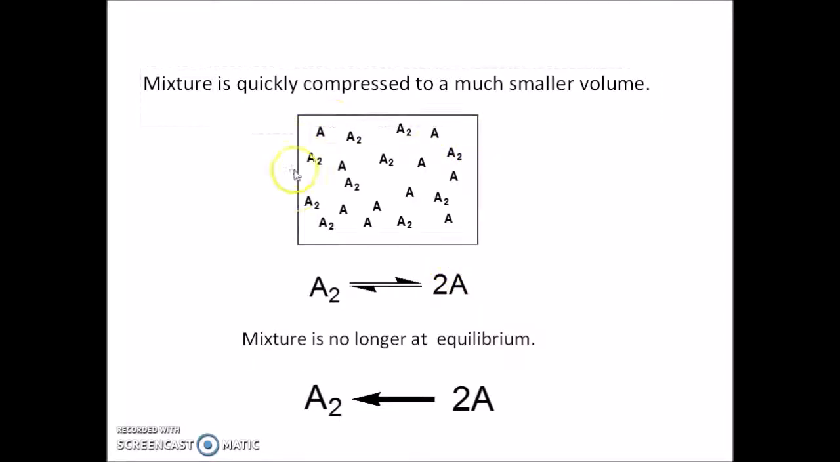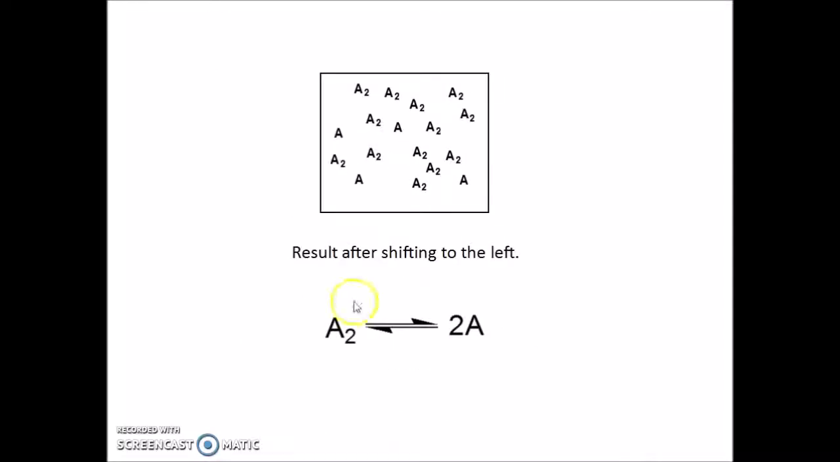The stress was to increase the pressure, and by the 2A producing A2, we are reducing the number of molecules in the system. And so the new state of equilibrium, let's say, is something like this, and there are fewer molecules and a greater proportion of A2 relative to A. So the system is in a new state of equilibrium, and it has partially undone the effect of the stress. By reducing the number of molecules, it has reduced the pressure from what the stress put on the system.